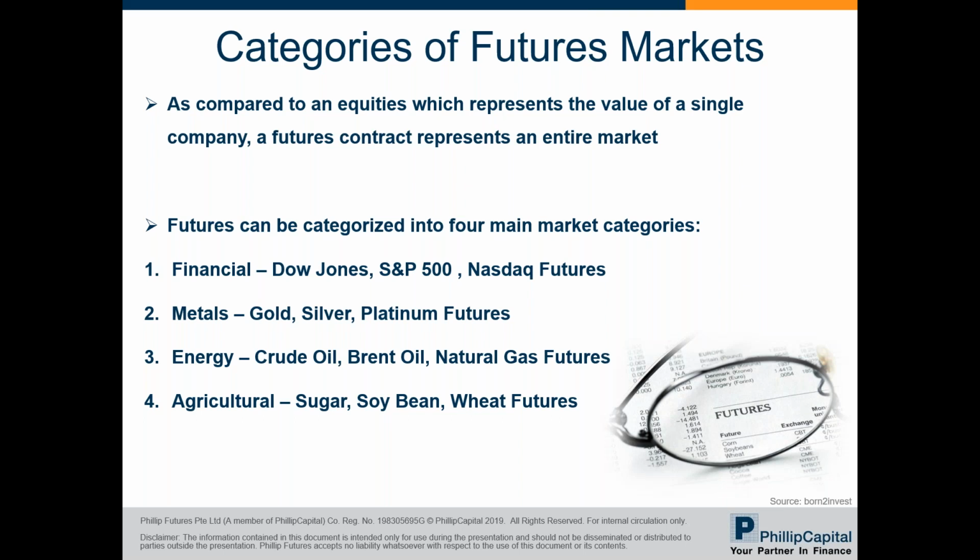The financial would be mainly your indices, Dow Jones, S&P 500, Nasdaq, or even some of your currency futures. Secondly will be metals, so you've got gold, silver, platinum futures. Third would be energy: crude oil, Brent oil, natural gas futures. And lastly, agriculture: sugar, soybean, wheat, rice, cattle. These all fall under agriculture.